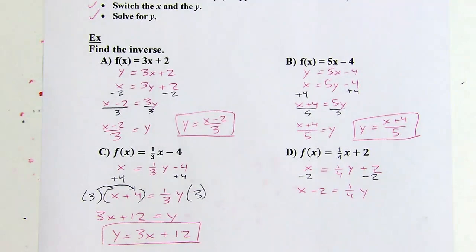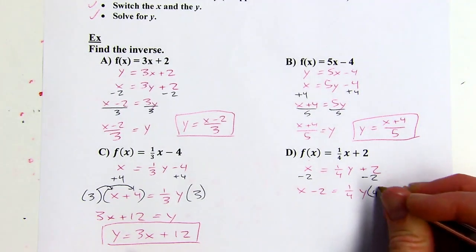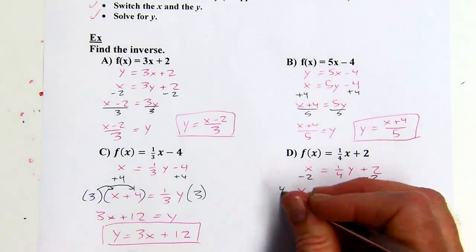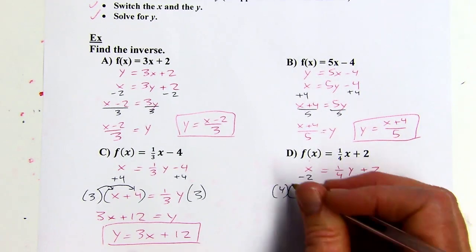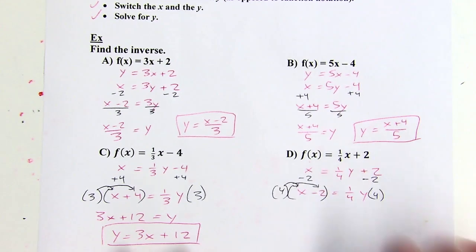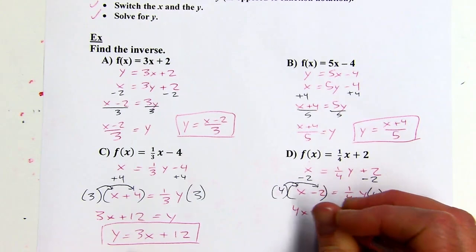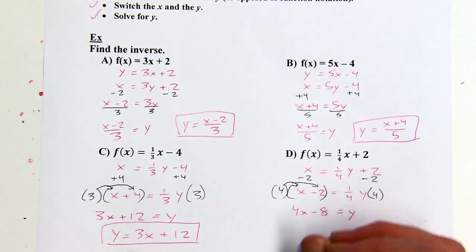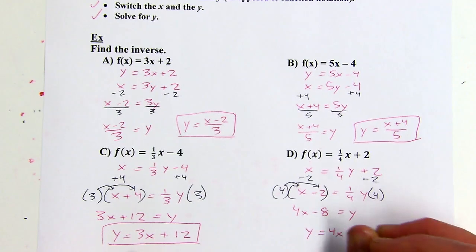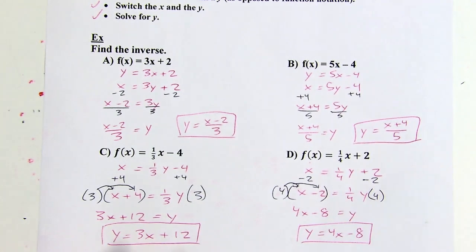And now I'll multiply the whole equation by 4, because that's going to leave me with just y on that side. And I've got to remember again that I'm distributing this 4 into both terms over there, multiplying everything by 4. And I'll flip it around. Okay, and there's the inverse there.